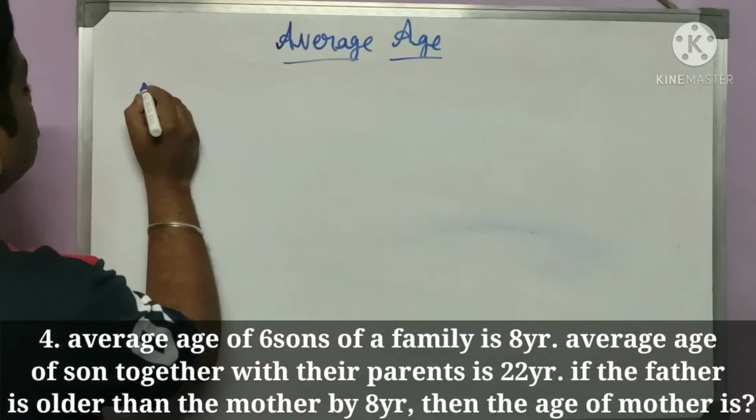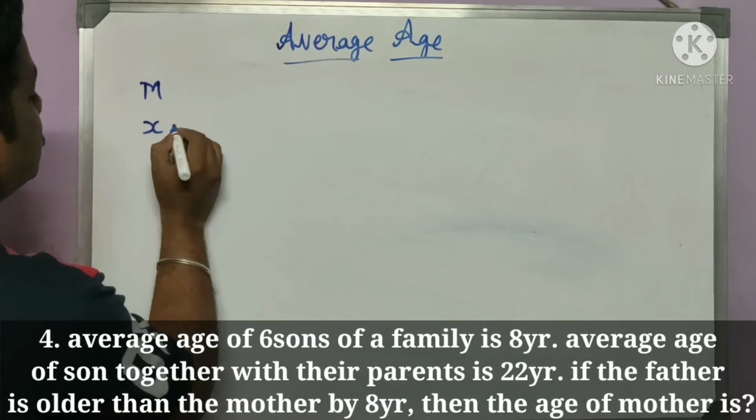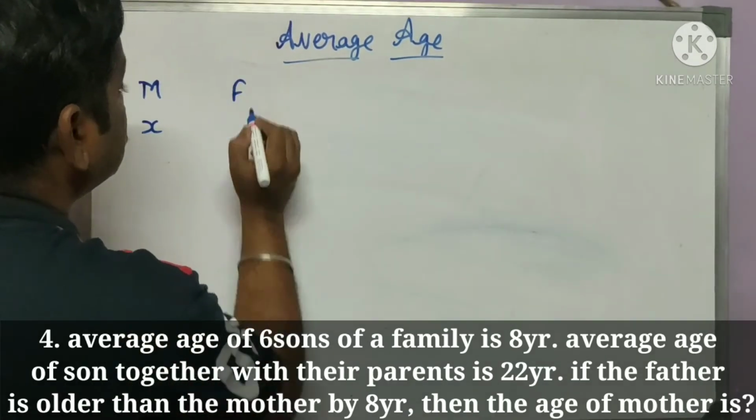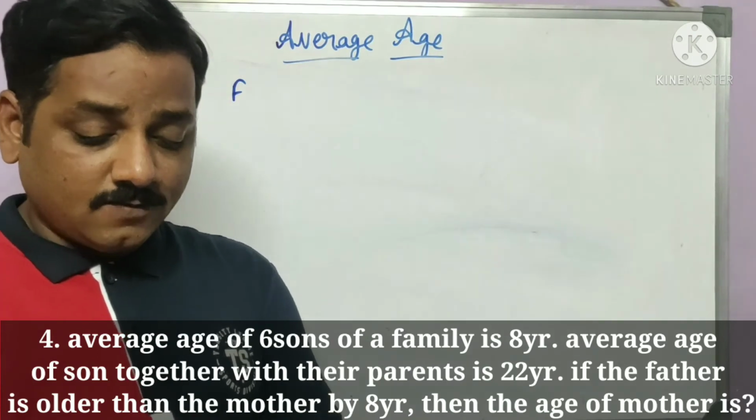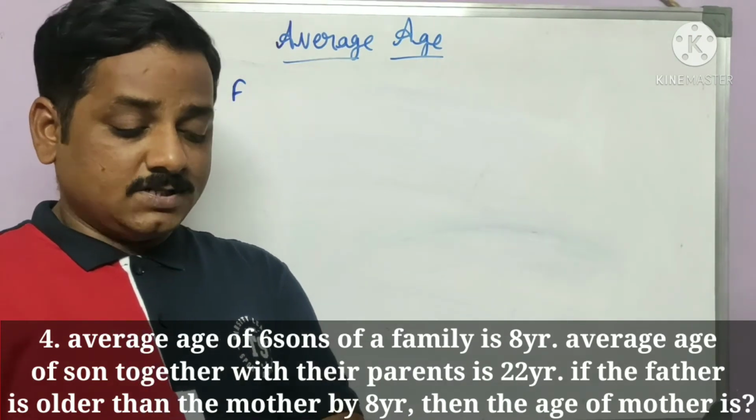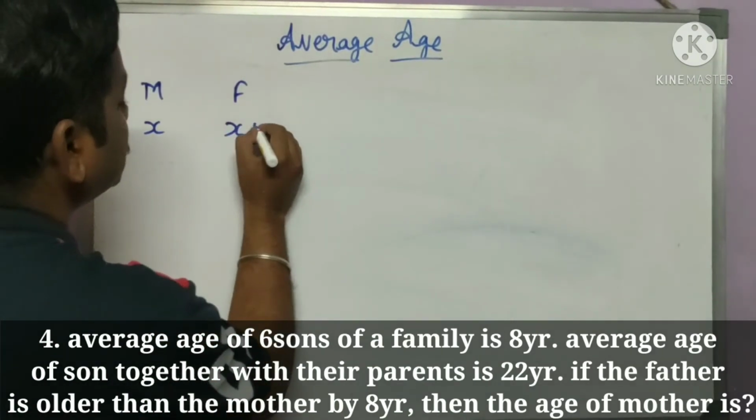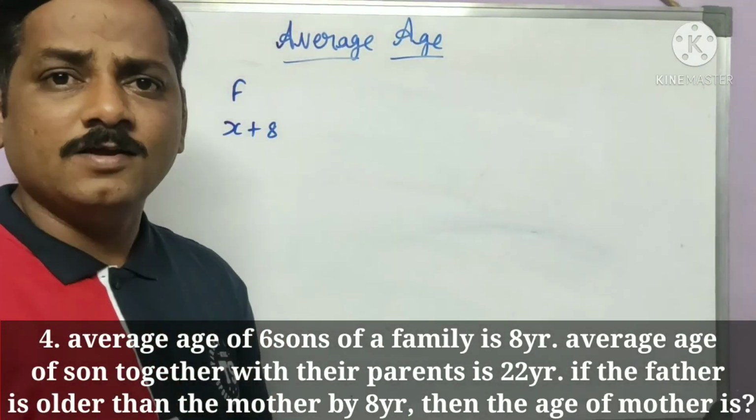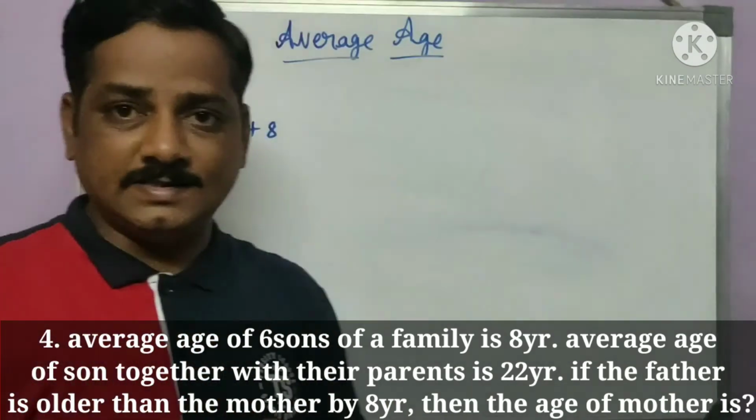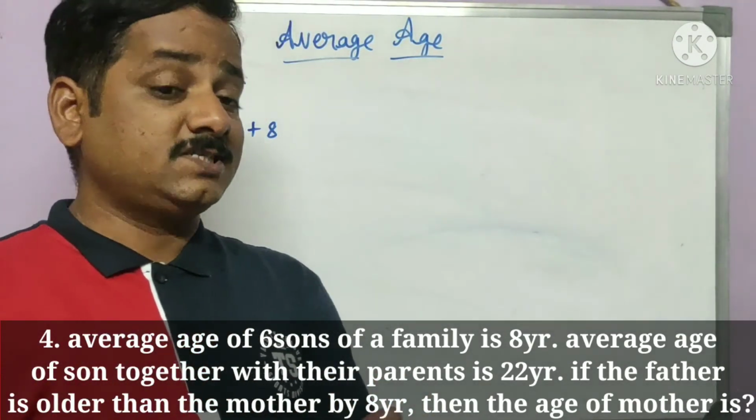So let me consider the age of mother as X. And the statement given is that the father is older than the mother by 8 years. So if mother's age is X, father's age will be X plus 8. Okay, you need to find X, that's it. For that we can make use of the statements.